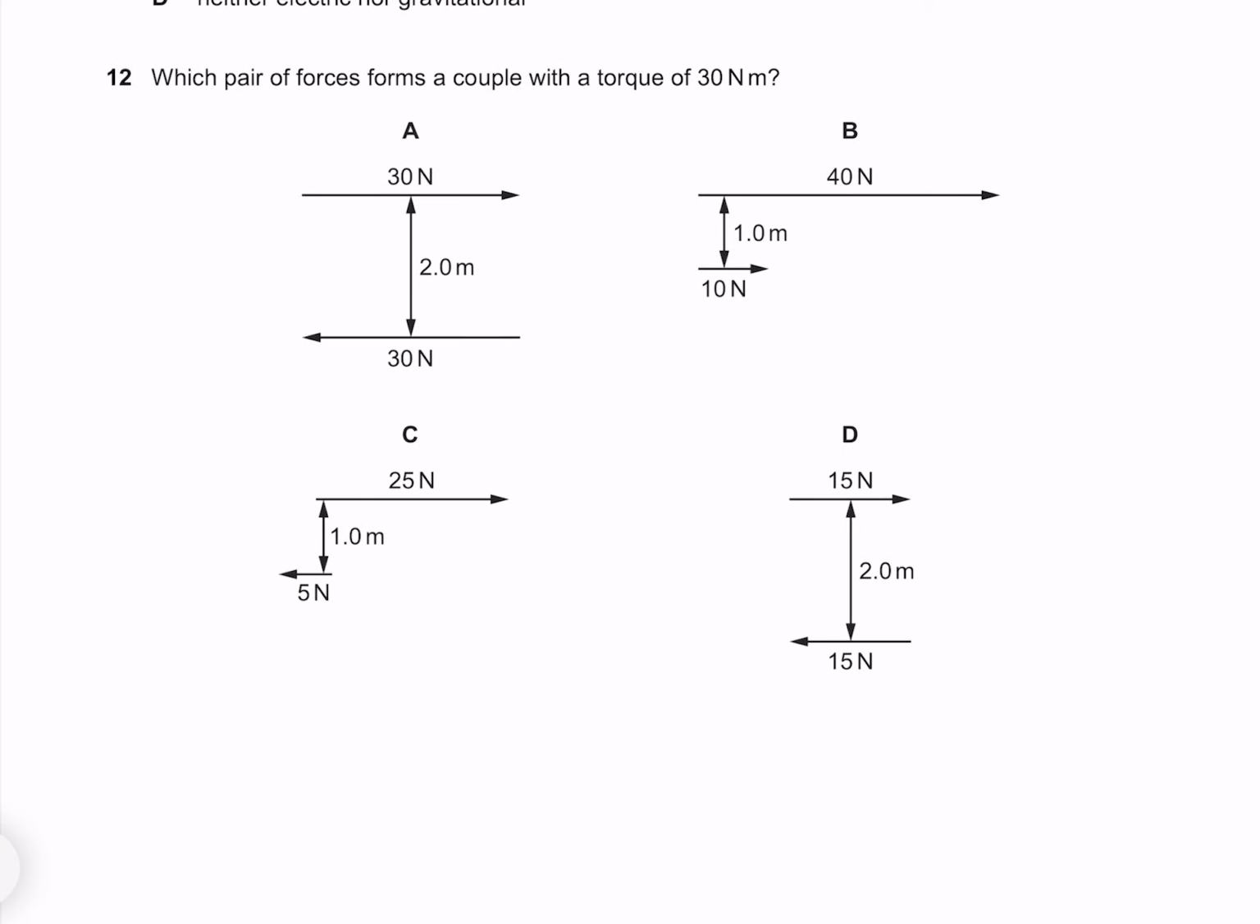Which pair of forces forms a couple with a torque of 30 Newton meters? For A, if we take our pivot here, our distances to each is 1 meter. Adding our force times distances gives us 60, so it's not A. Taking our pivot in the middle here, that means our distance must be 0.5, and our forces oppose each other, so we'll make this one negative. Adding our force times distances, which gives me 15, so it's not this one either.